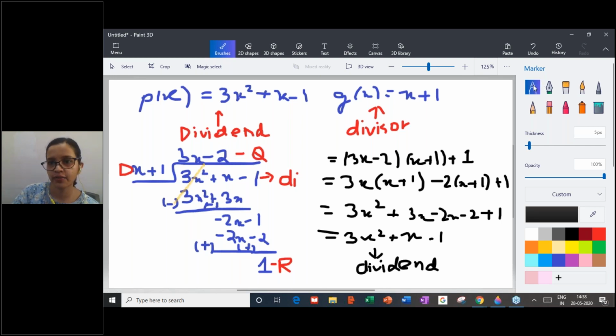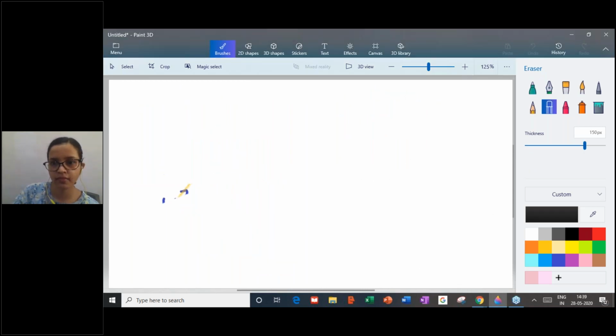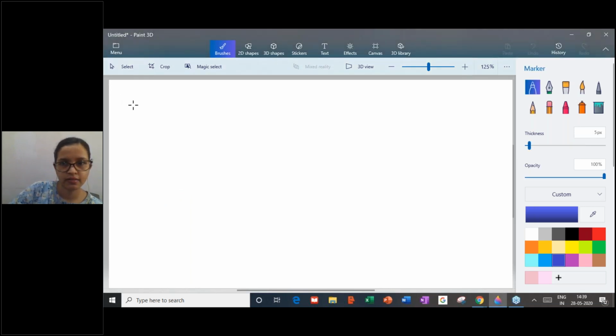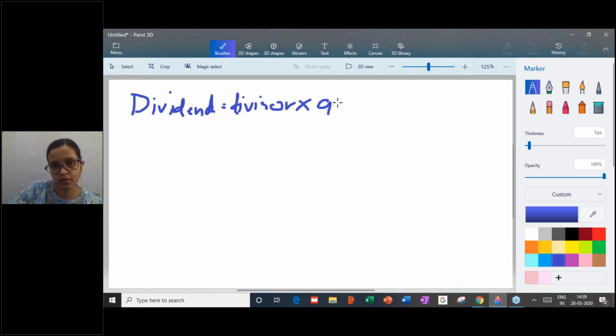Okay, or we can write it in terms of a statement, a generalized statement. Some of you are already writing it for me. Okay, so dividend is equal to divisor into, I'm just writing Q for quotient, into divisor into quotient plus remainder.